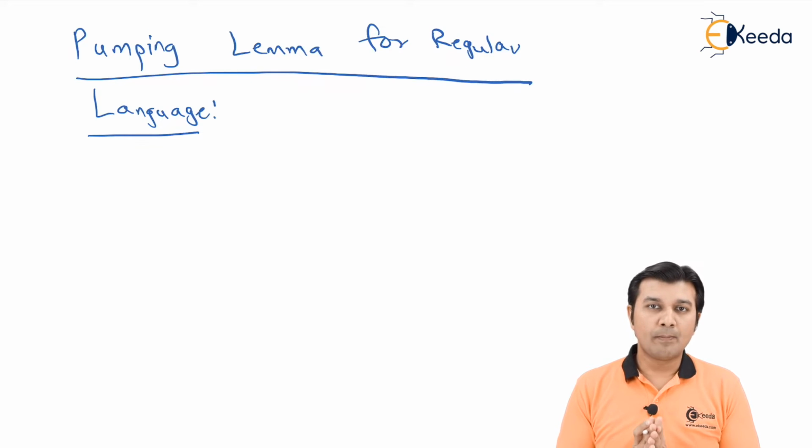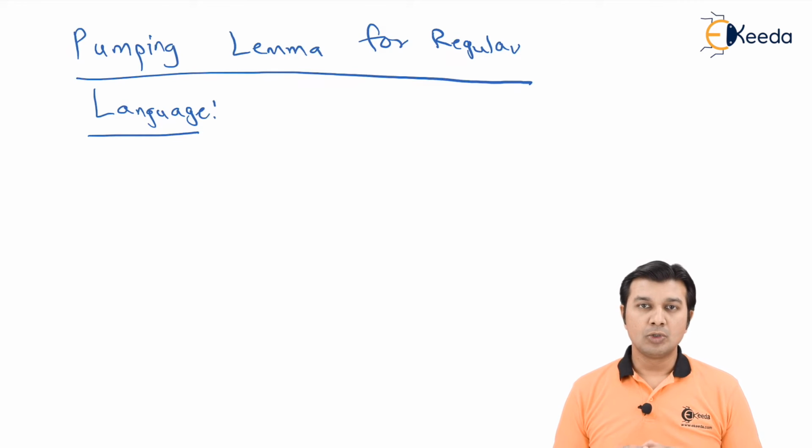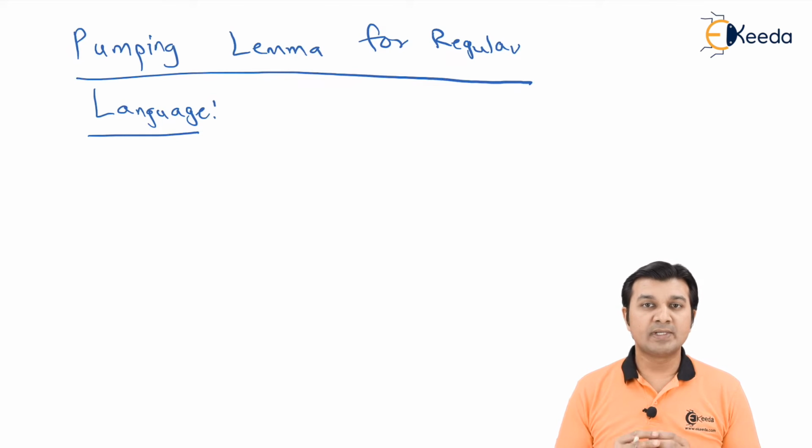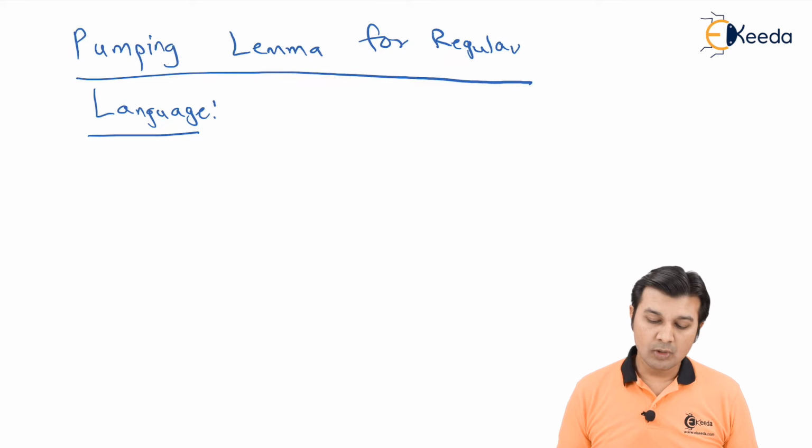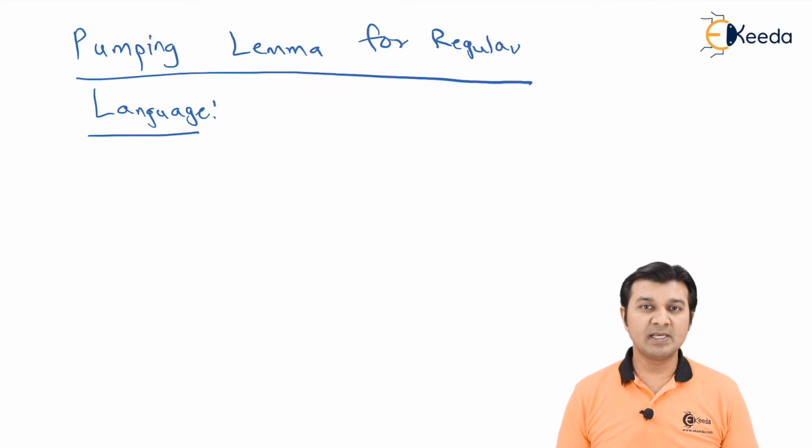So now, pumping lemma for regular language. First of all, we know what a regular language is, right? We also know why a regular language is insufficient for solving some of the problems. That is the reason we moved from finite state machine or finite automata to pushdown automata and further to Turing machine. So now, pumping lemma is basically a kind of theory to prove that a language is not regular.